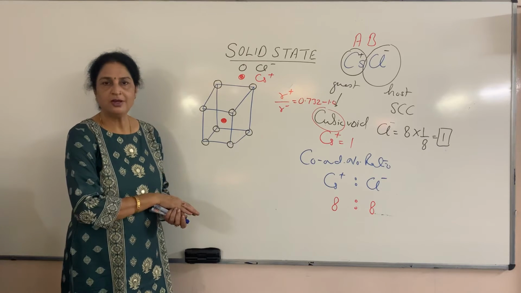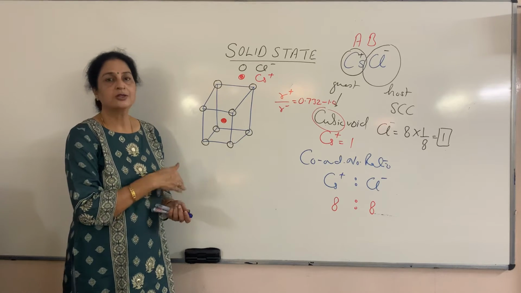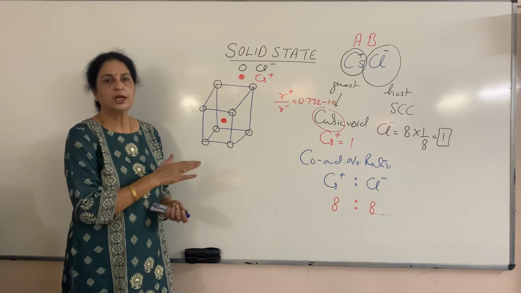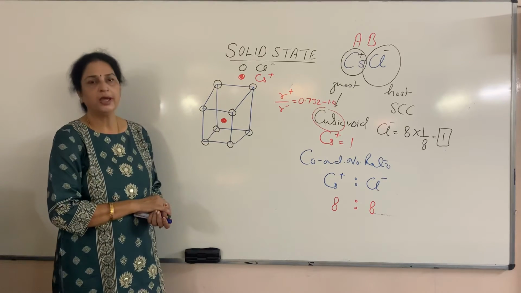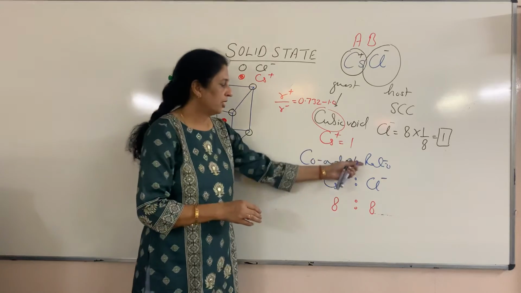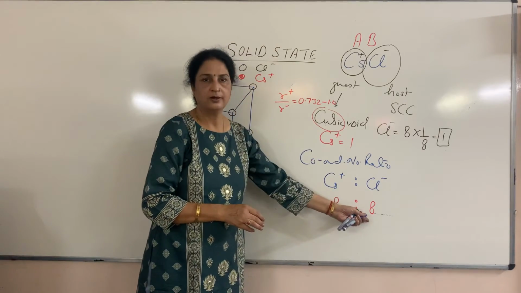So, you can find the coordination number with the help of the void that was occupied by the guest. In case of tetrahedral voids, it should be 4. In case of octahedral voids, it should be 6. In case of cubic void, it should be 8. So, the coordination number ratio is 8:8.